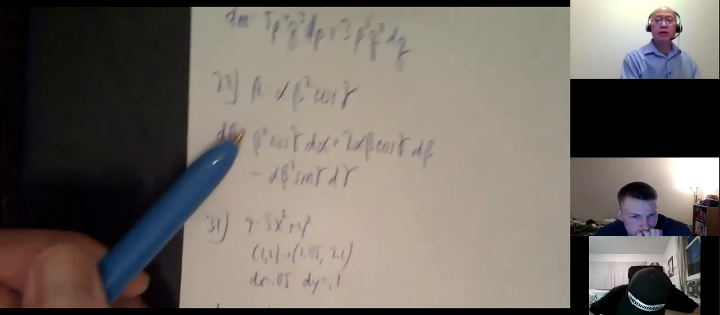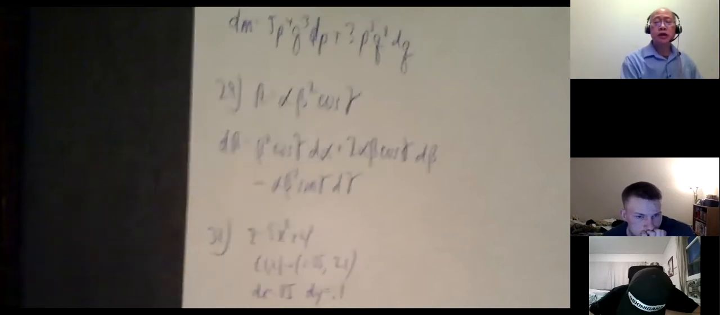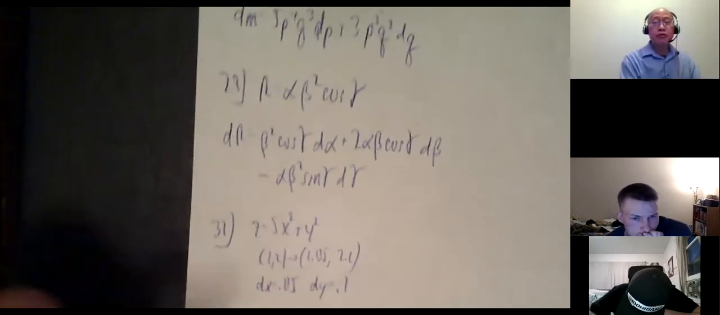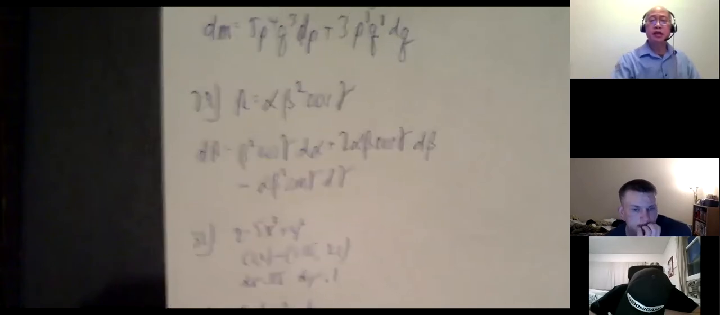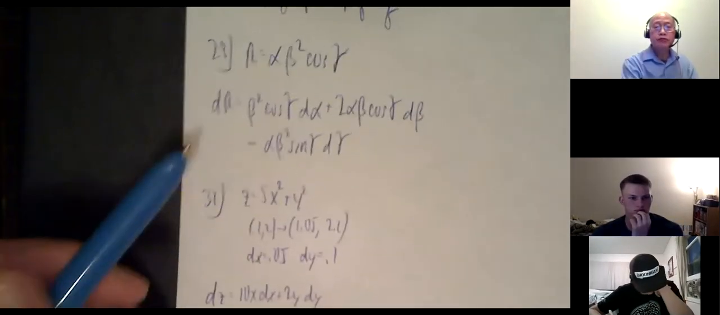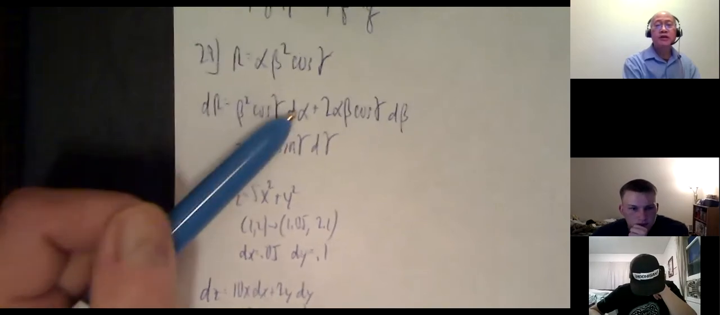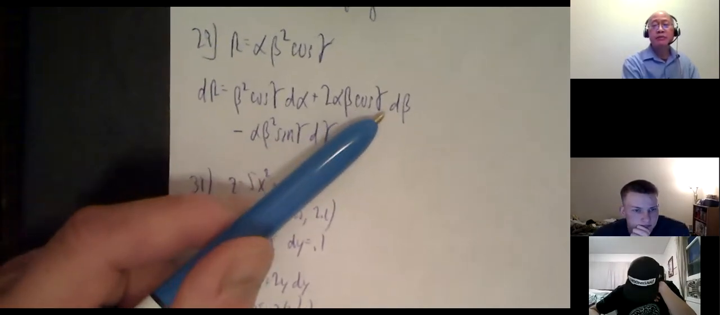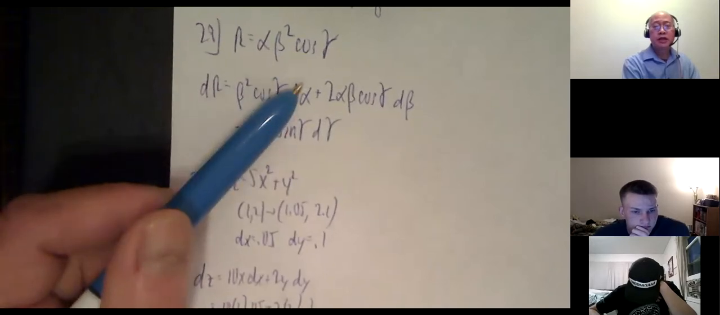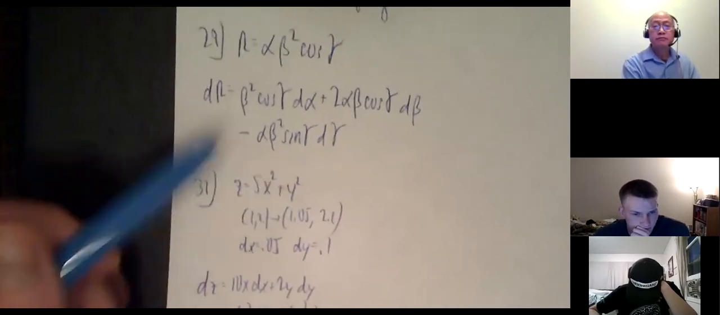29, you have three variables, alpha, beta, and gamma. r is alpha beta squared cosine gamma. Fortunately, they're all separated. So when you differentiate with respect to one, the others are constant. It's actually not going to be that bad. So dr is the partial with respect to alpha, d alpha, plus the partial with respect to beta, d beta, plus the partial with respect to gamma, d gamma.